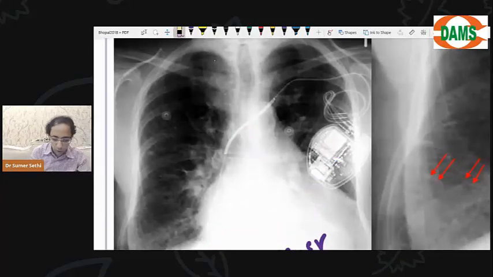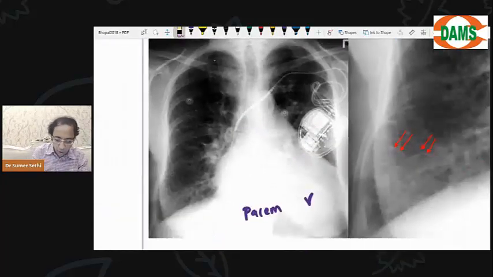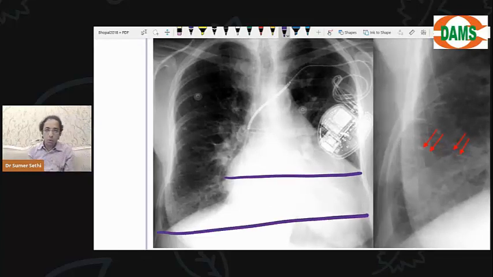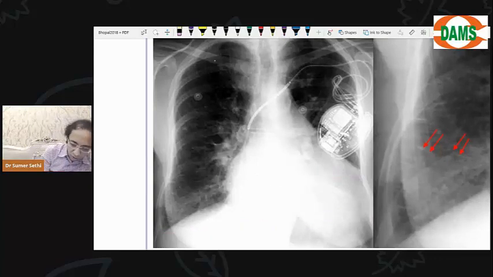Okay, now I want you to comment on the heart size. What do you think is the heart size of this patient? Definitely the cardiothoracic ratio is more than 0.5. There is cardiomegaly.